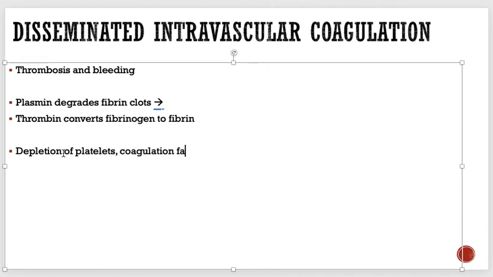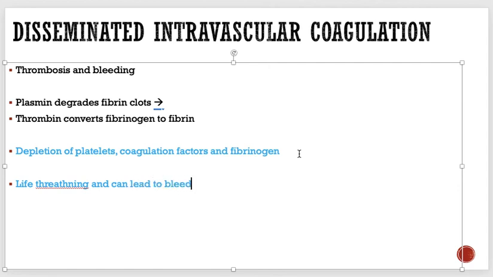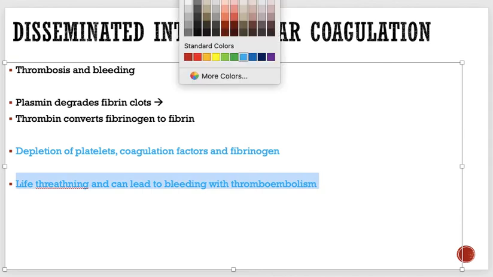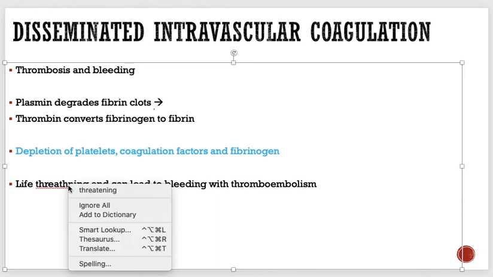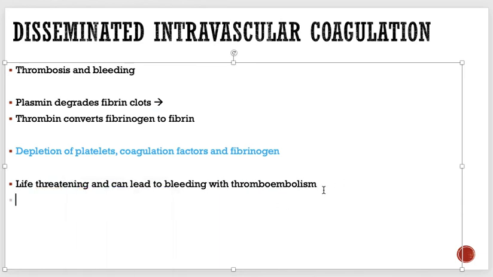Coagulation factors and fibrinogen. So simply, the body will be exhausted of platelets, coagulation factors and fibrinogen. This is an important condition because it's life-threatening and can lead to bleeding or hemorrhage with thromboembolism. What is thromboembolism, guys? Again, the patient can have a stroke, myocardial infarction, kidney infarction, any infarcts.